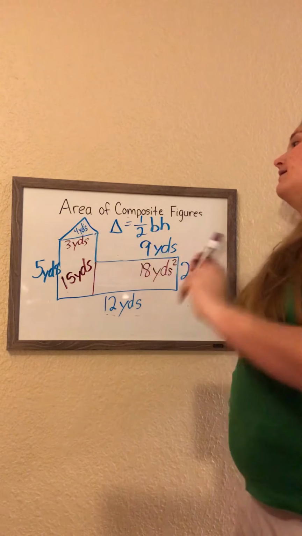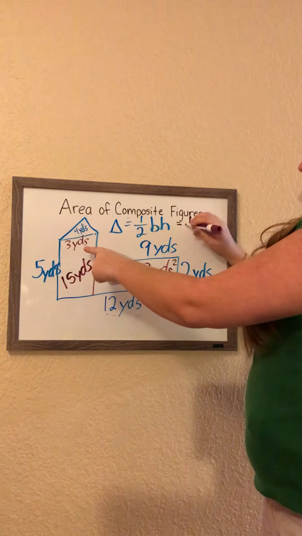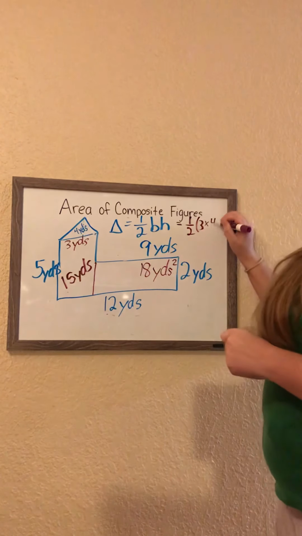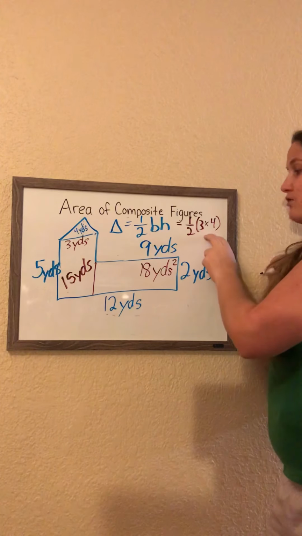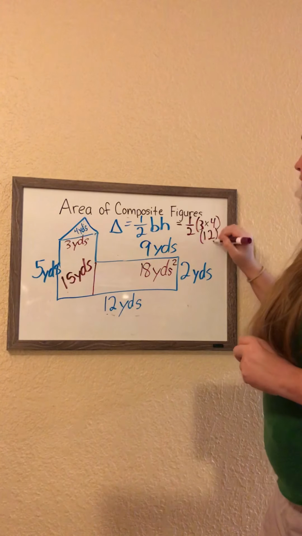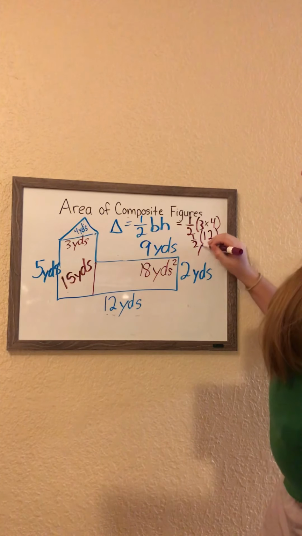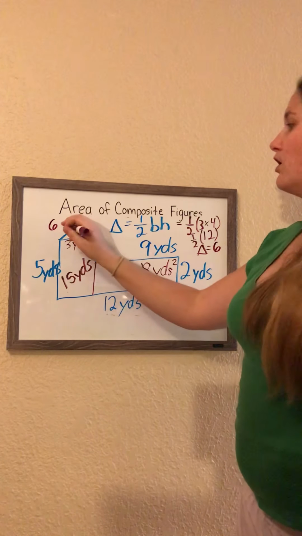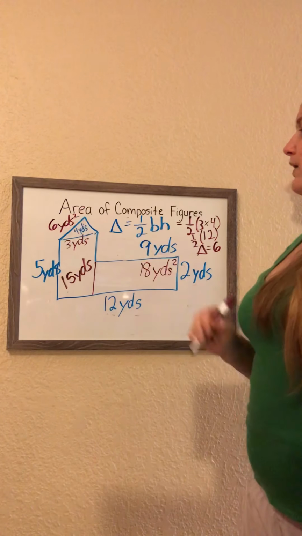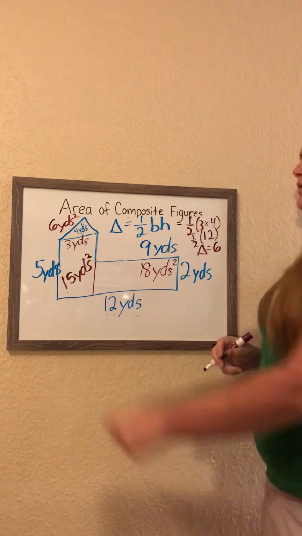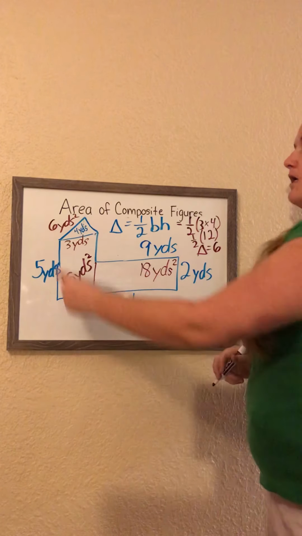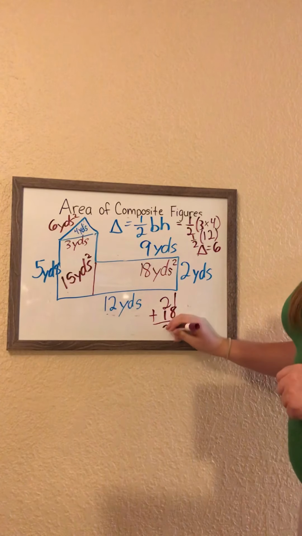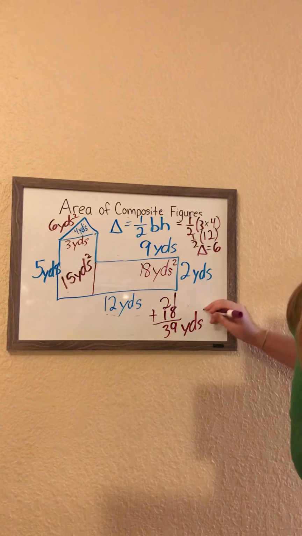Now for the triangle part, I leave 1/2 always. Base is 3, height is 4. Let's do what's inside of parentheses first. 3 times 4 is 12. So what's 1/2 of 12? That means your triangle should be equal to 6 yards squared. So now what I do is I add up my 3 pieces. I have 15 plus 6 is 21. 21 plus 18 should give me 39 yards squared.